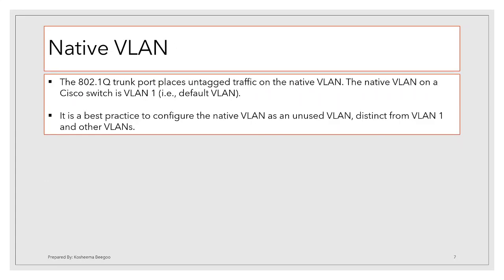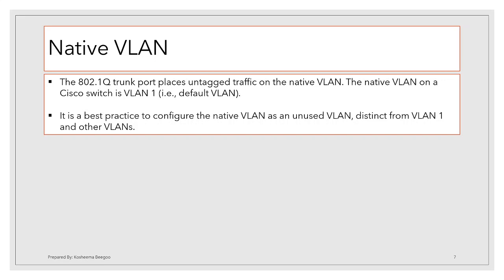Next, we have native VLAN. Now, a point to be noted here, native VLAN is configured on trunk. When do we say it's native VLAN? It's when untagged frames are being sent. So when untagged frames are traversing the network, this means it's going to the native VLAN. It is a native VLAN.